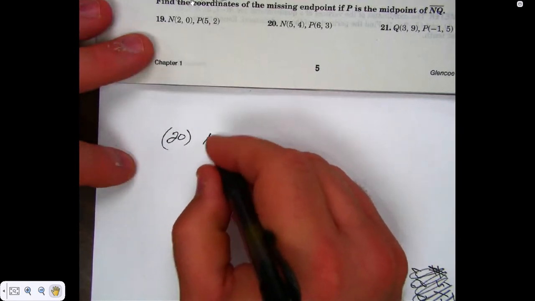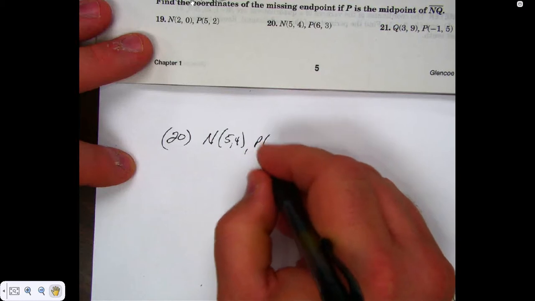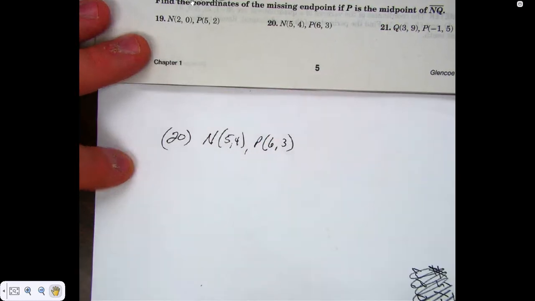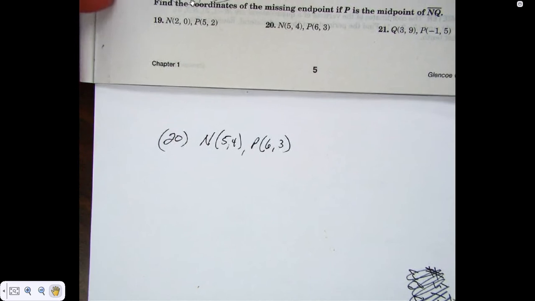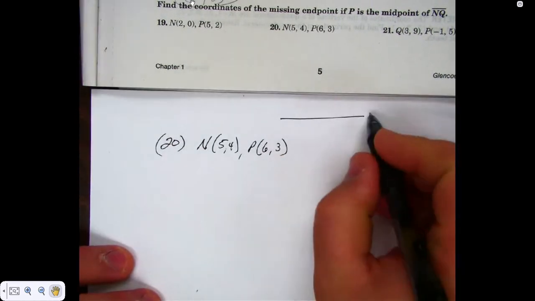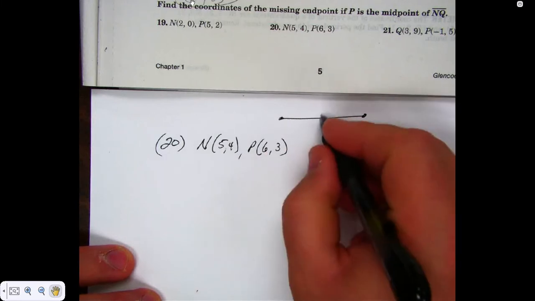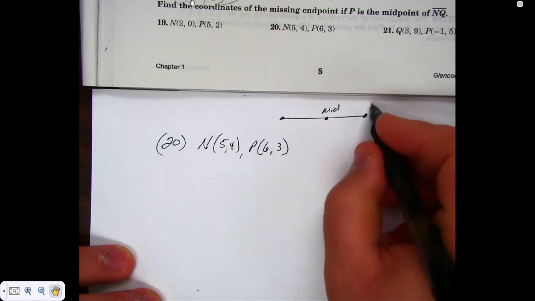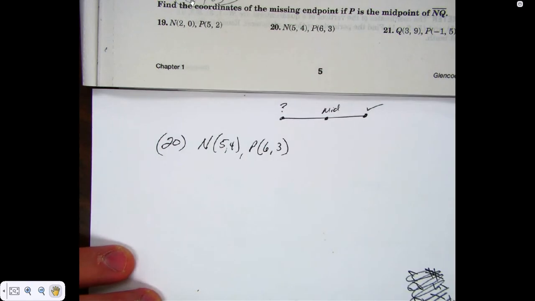Number 20 says N is (5, 4) and P is (6, 3). Now it looks just like the ones above it, does it not? Except the difference here is it says find the coordinates of the missing endpoint. So what's happening here is you have the coordinates of one endpoint, and then you've got the midpoint. They gave you the coordinates for those, but they want you to find the coordinates of the other endpoint. Does that make sense?